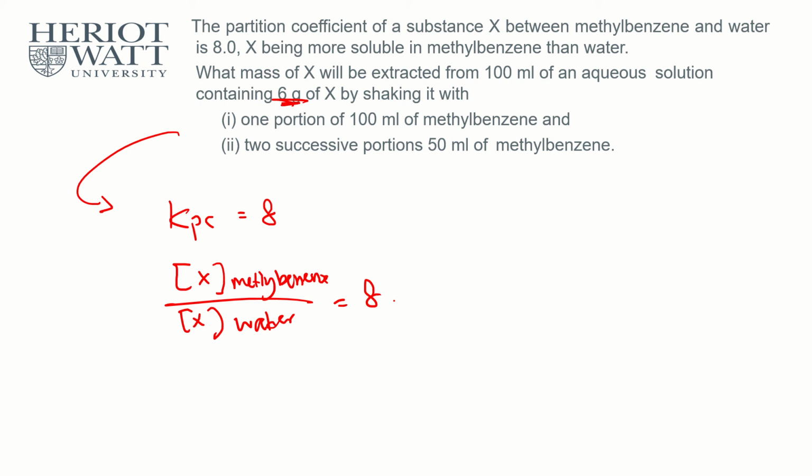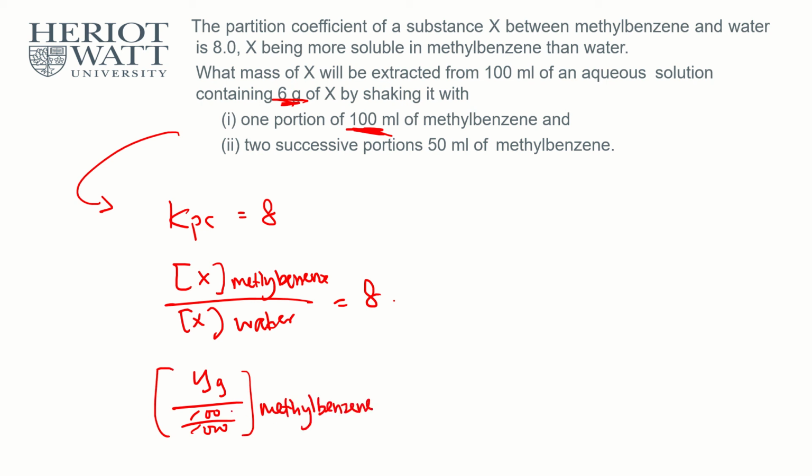But bear in mind, concentration can be in mole per dm cube, or it can be in gram per dm cube. So if it is in gram per dm cube, we don't need the molar mass. We have grams. We can straight away get the concentrations. You got that? So now let's check. The X in methyl benzene over X in water equals 8. And what will be the gram per dm cube of X that moved to the methyl benzene? Unknown, right? So we put Y grams divided by the volume of methyl benzene, 100 over 1000. I change it into dm cube. That is in methyl benzene.